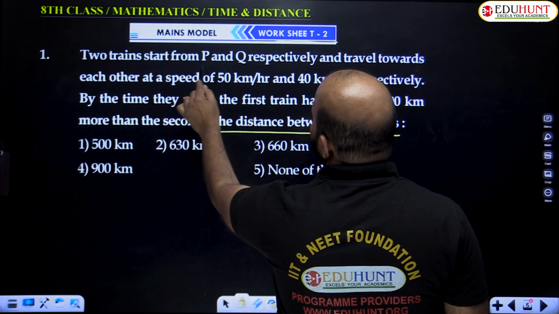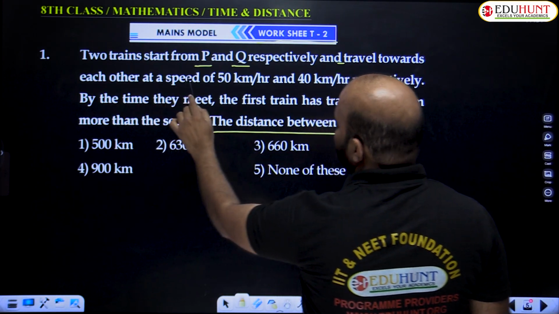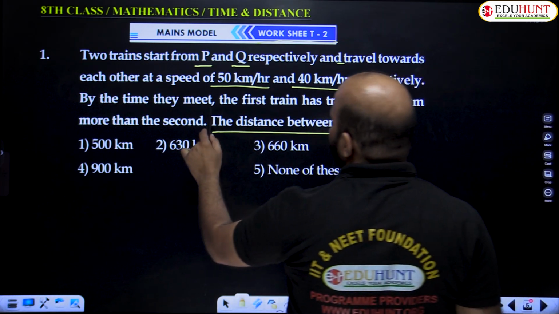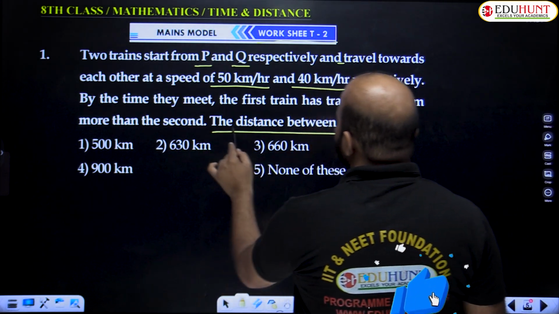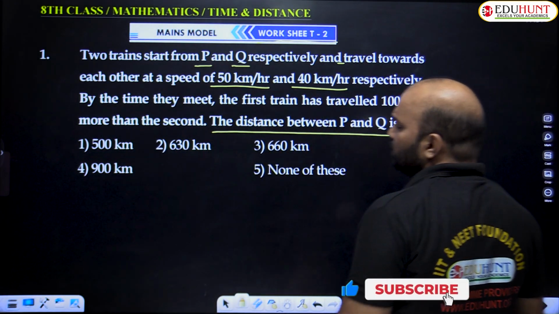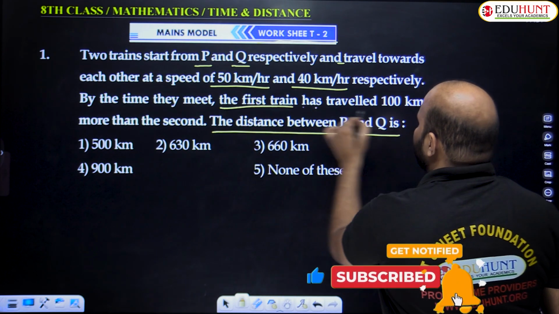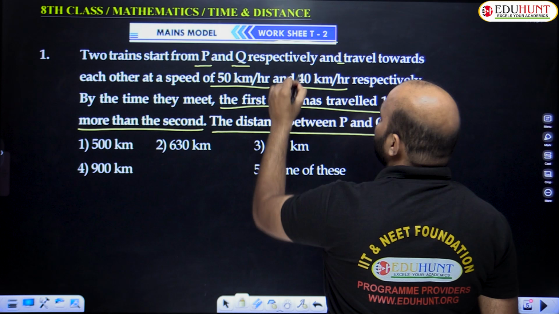So what I am given: two trains P and Q respectively, traveling towards each other at speeds of 50 km per hour and 40 km per hour. At what time do they meet, if the first train has covered 100 km more than the second? So the question is the distance between P and Q. If it is given this type of question, the first train has travelled 100 km more than the second, because the first train's speed is more than the second train's.